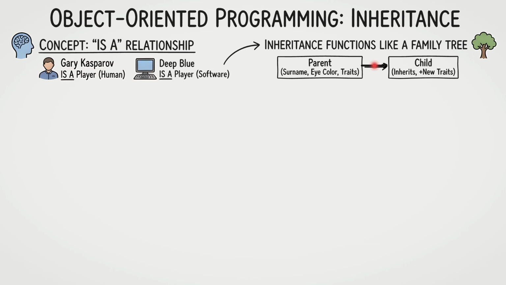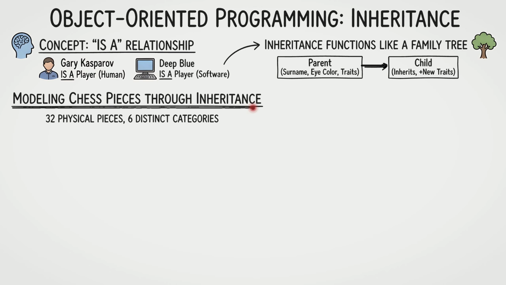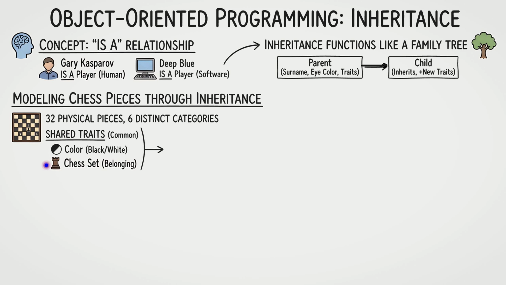To see this in action, let's look at modeling chess pieces. While there are 32 physical pieces, they fall into 6 categories. Every single piece shares certain commonalities like having a color and belonging to a specific chess set. Instead of defining these traits 6 different times, we use a base class called piece to hold these commonalities.